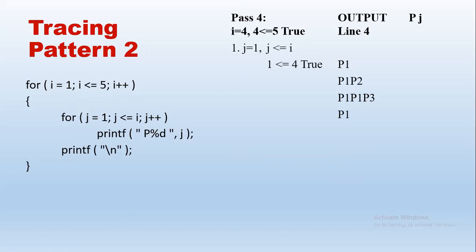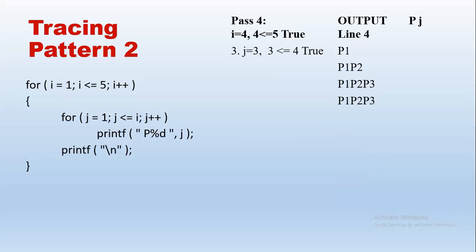So we have printed already the first 3 lines. So line 4, j starts from 1, right? So 1 less than equal to i, which is 4. Yes, condition is true. So here we print the first value: p and j value is 1. So we print p1, which is the first value in line 4. Next, j becomes 2. So p and j is 2. So print the second value in line 4, which is p2.